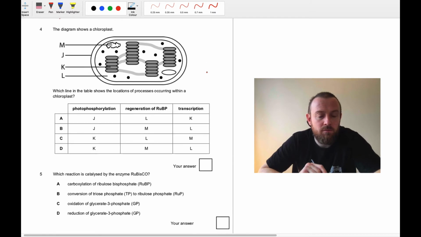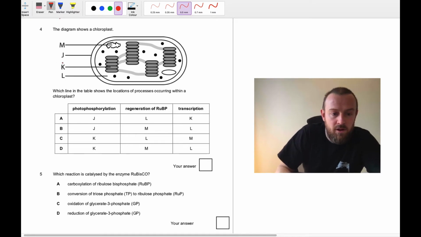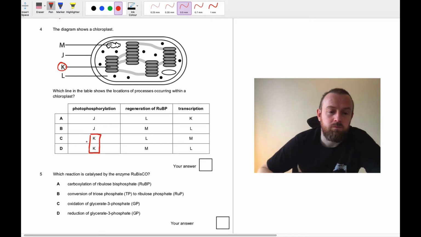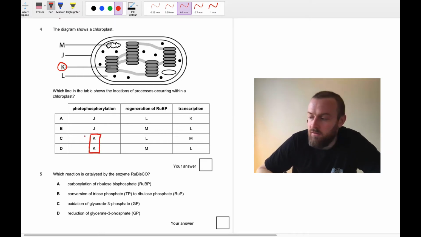4. The diagram shows a chloroplast. Which line in the table shows the location of processes occurring within a chloroplast? Okay, photophosphorylation is going to be occurring in the thylakoid, so that's K. Regeneration of RuBP is going to be occurring in the stroma, so that's L. And transcription is going to be occurring at M because that's the DNA within the chloroplast. So yeah, C.